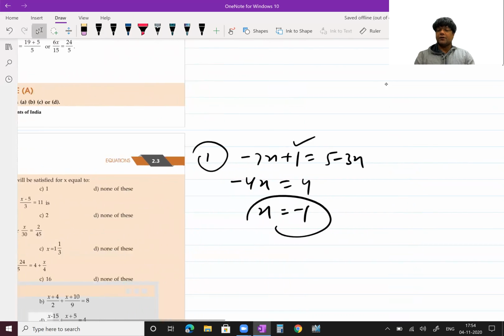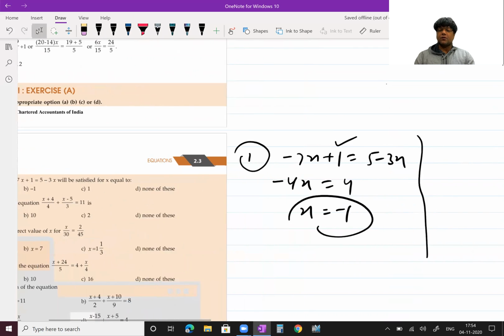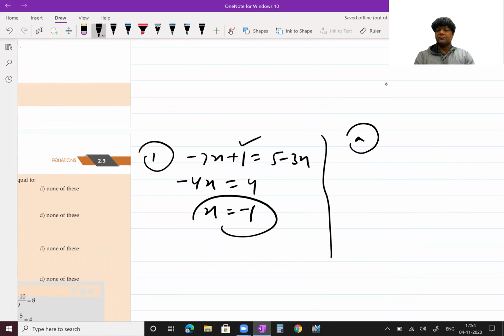Or else what you can do, go option hitting. First option is what? 2. A. You are going to check the first option. That is 2. Replace x by this value 2 on both the sides and check whether both the sides become equal. Minus 7 into 2 plus 1 is equal to 5 minus 3 into 2. So it is minus 14 plus 1, minus 13. 5 minus 6, that is minus 1. Are they equal? No. So this is not the answer.